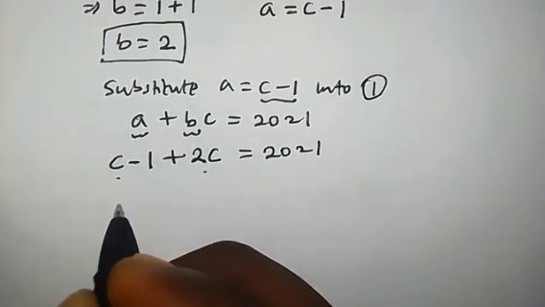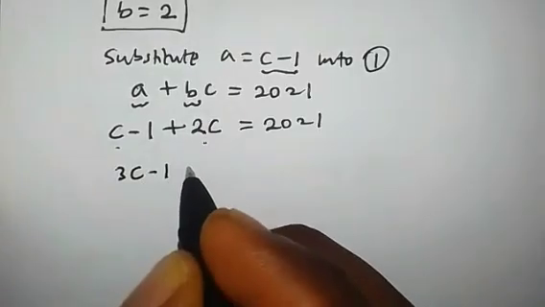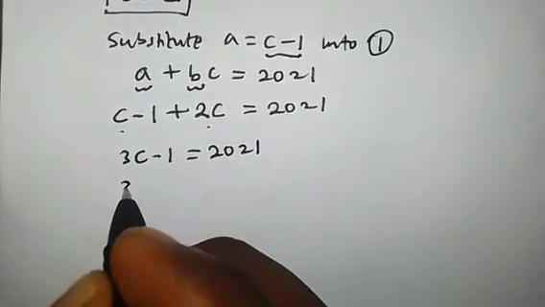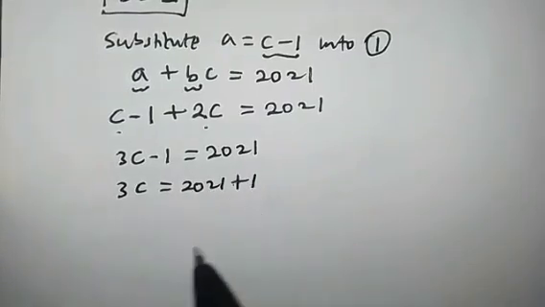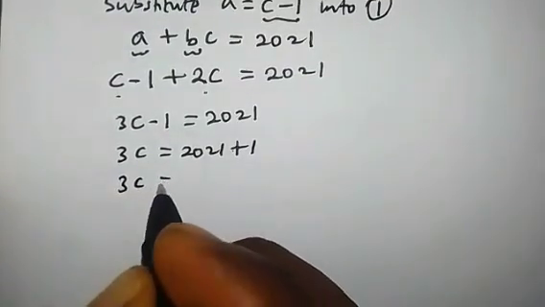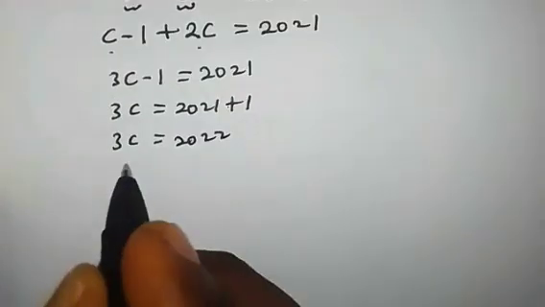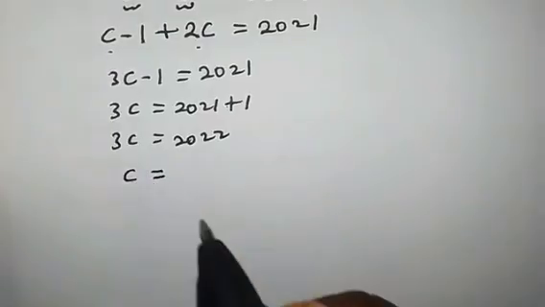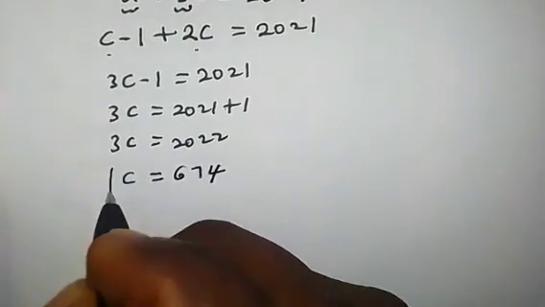C plus 2C, that is 3C, minus 1 equal to 2021. 3C is equal to 2021 plus 1, that is 2022. If you divide both sides by 3, C is equal to 674. This is the value of C.